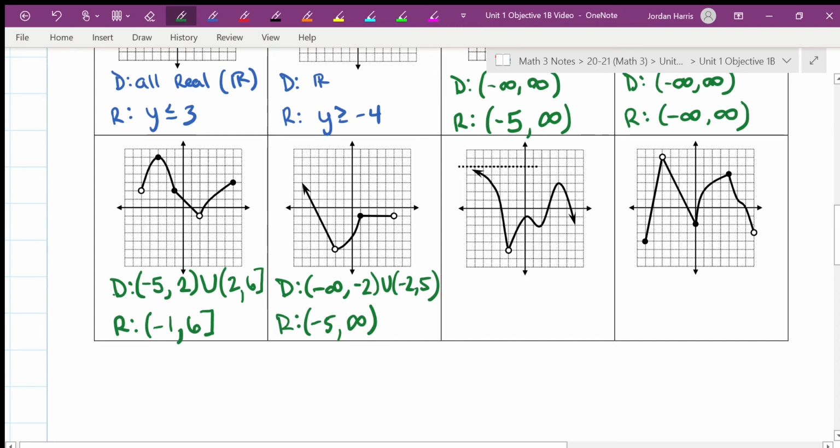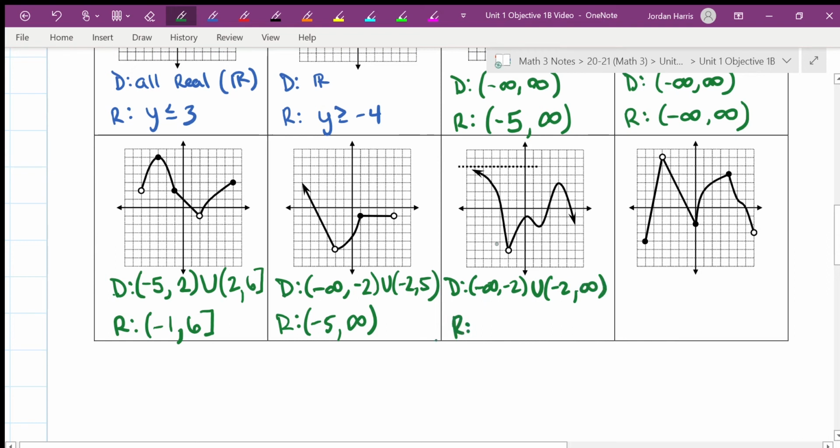Okay. This one has an asymptote with arrows on both ends now. So domain, this is going left forever until I get to this hole at -2, so negative infinity to -2. Then I'm going from -2, and I'm going arrow, so to infinity.